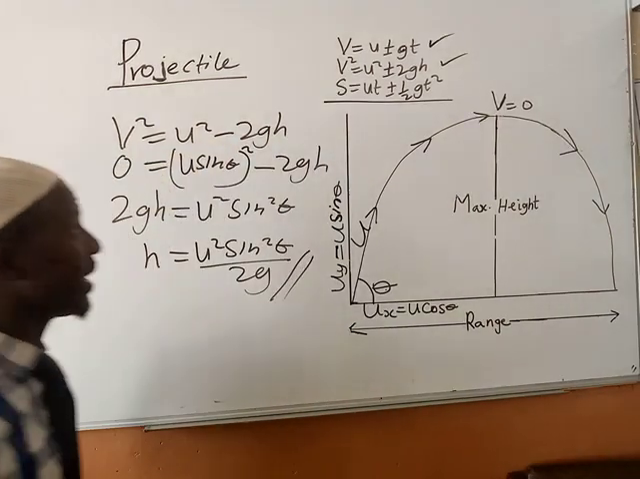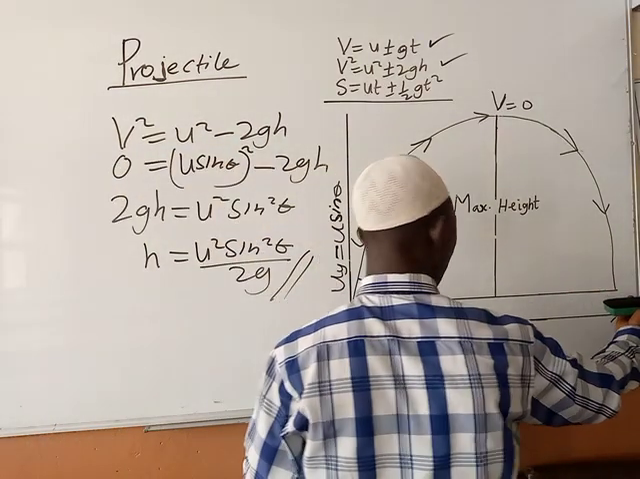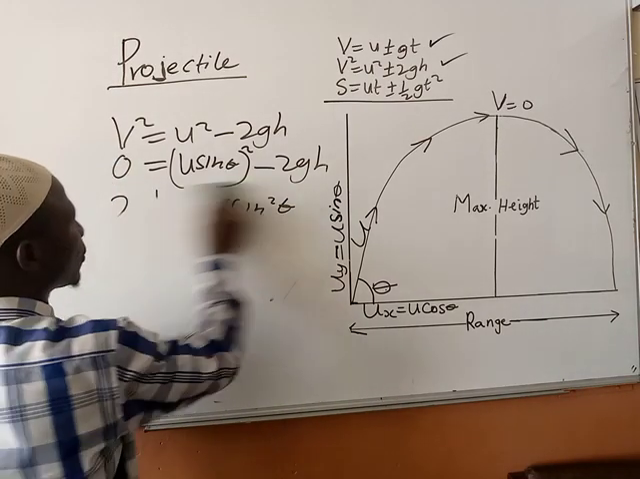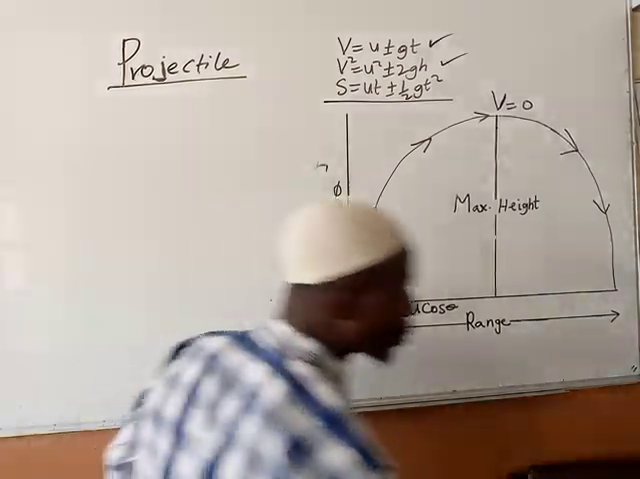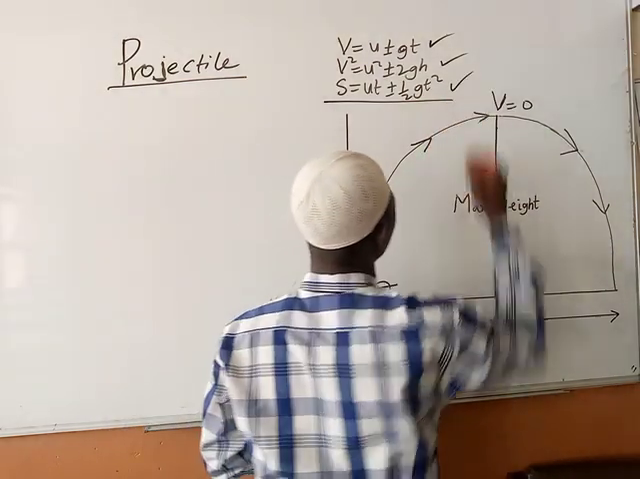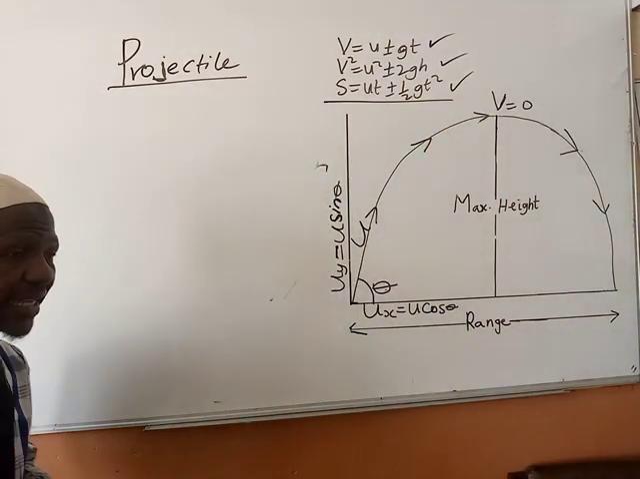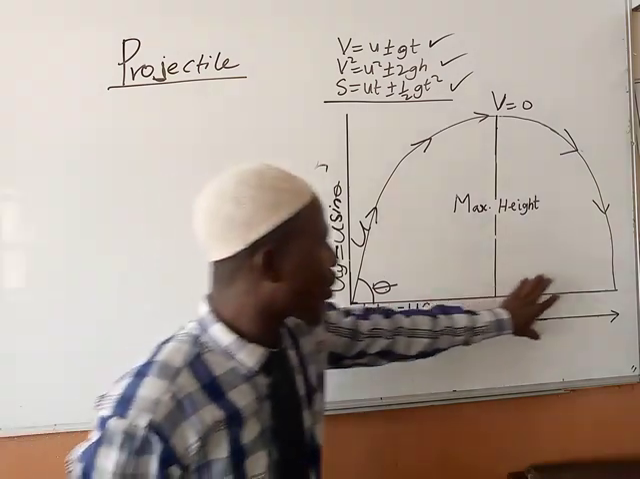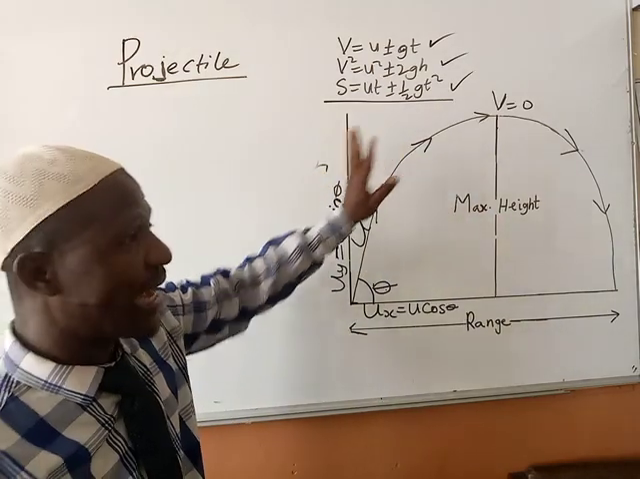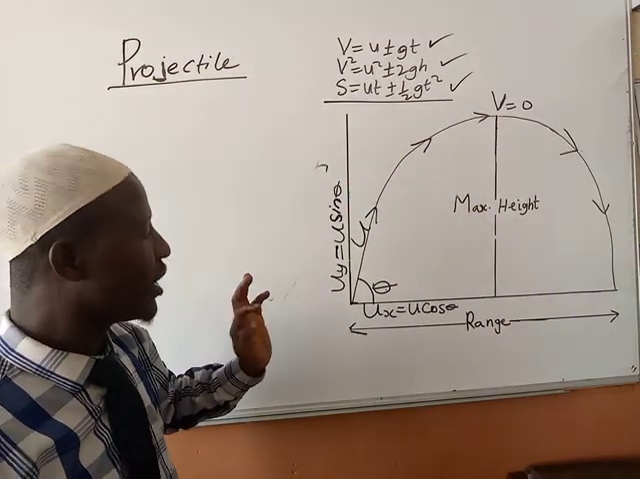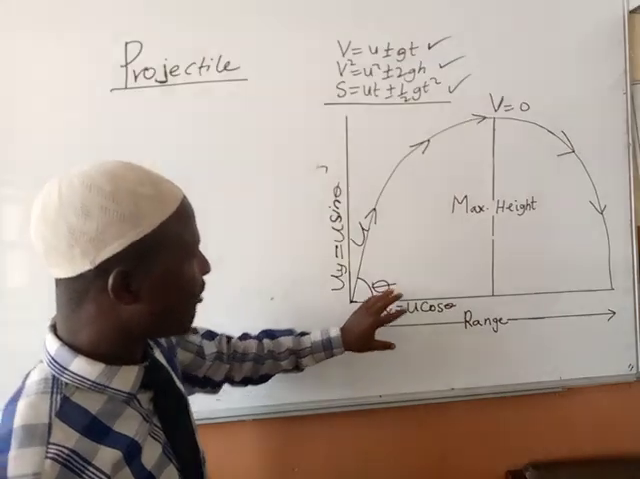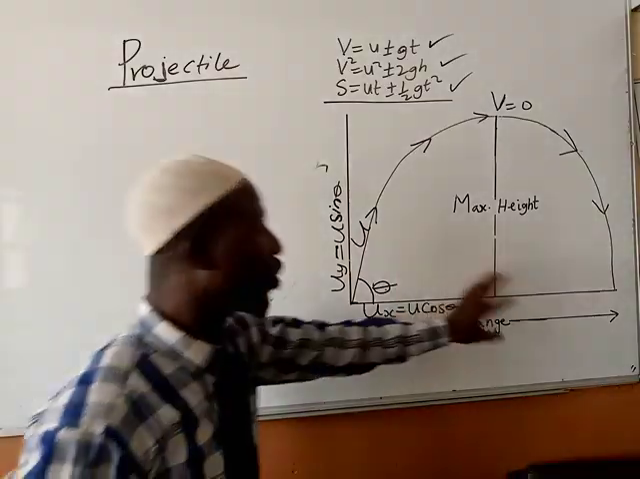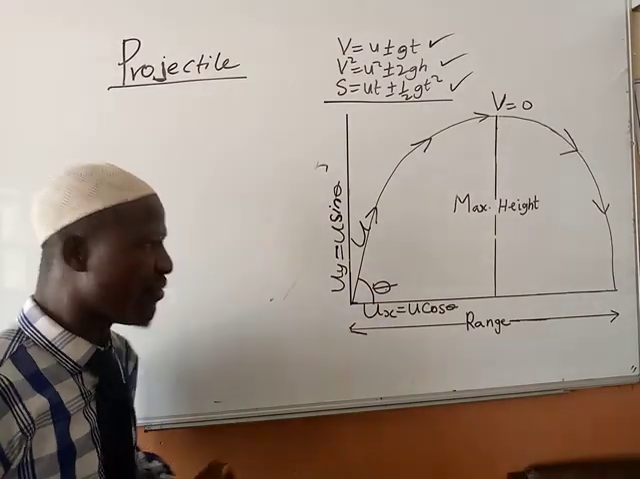Now the next one is range, the horizontal distance covered. So in that case, we are going to make use of the third equation, this. Now, like I said at the initial stage, when an object is moving along the horizontal component, gravity has no effect. So g becomes 0. That's why I said the velocity and force of a projectile remain constant, because gravity has no effect on them.